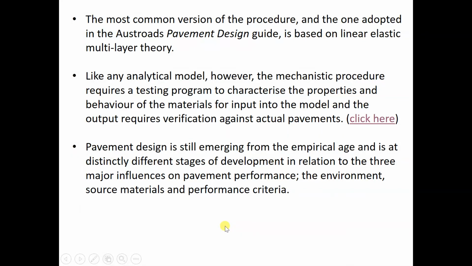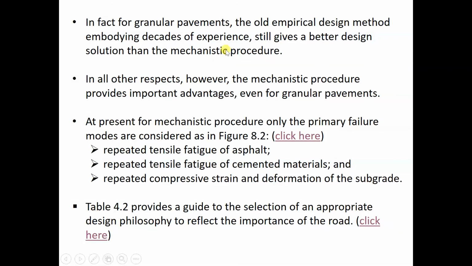People are using the software. At Unitec we also have this software, CIRCLY 6, to do some analysis of the pavement. In fact, for the granular pavement, the empirical design methods embodying decades of experience still give a better design solution than the mechanistic procedure. So there are certain designs where we can still use the empirical approach.